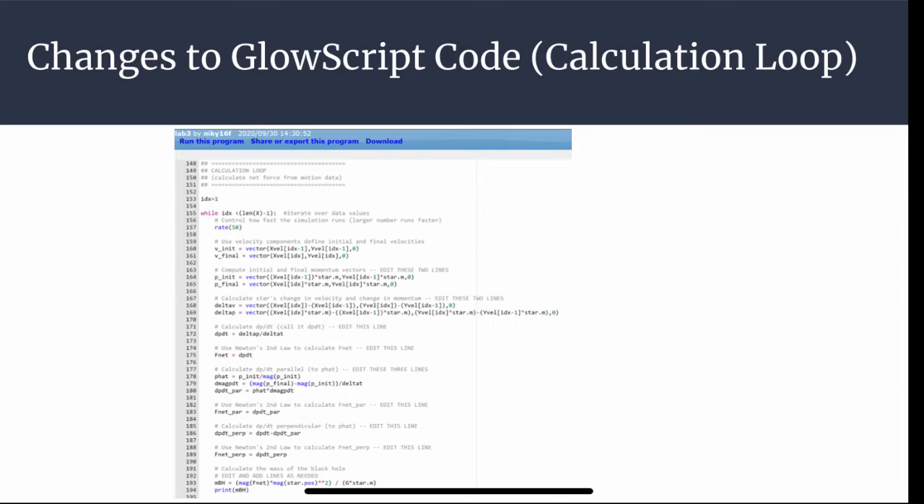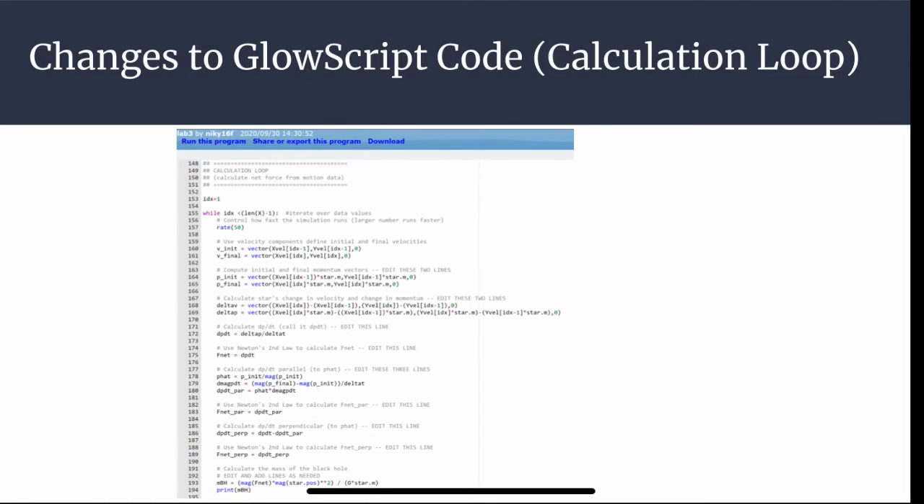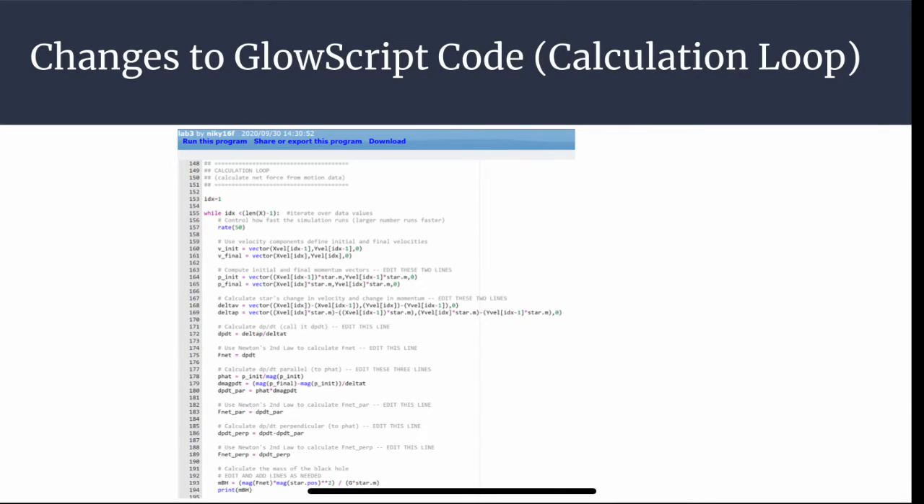To calculate the net force, I calculated the list of initial and final velocities and found the initial and final momentum by multiplying the star's mass by the initial and final velocities respectively. Afterwards, I calculated dp/dt by dividing the change in momentum by the change in time, and because of what we learned earlier, dp/dt is equal to F-net.